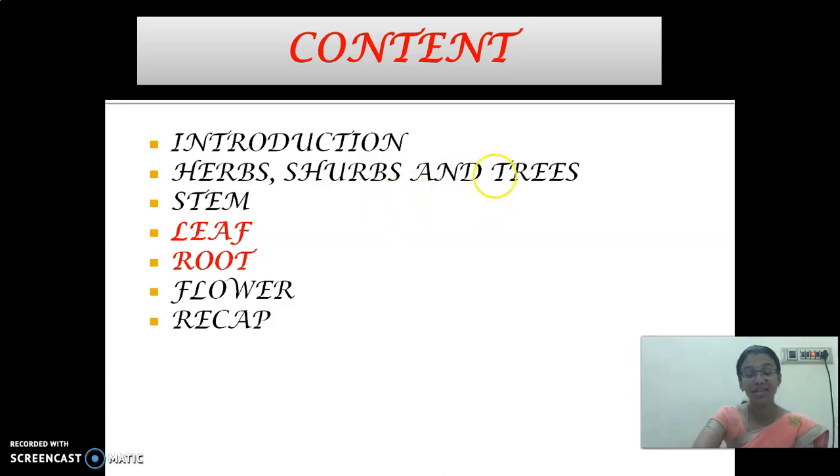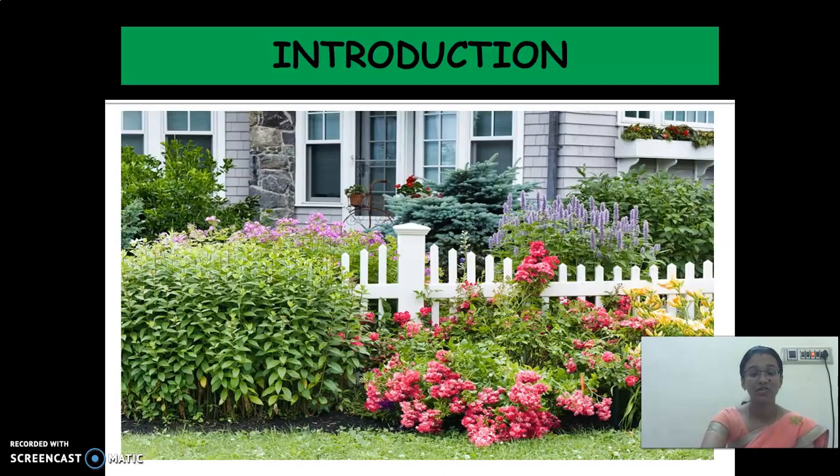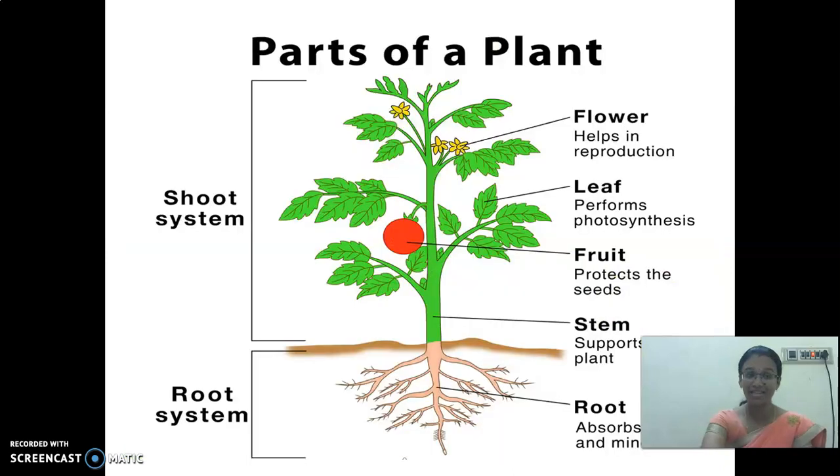Next, in the last class we had seen about leaf, and today we are going to continue that. And in addition to that, we are going to see about roots. Then in the next class, we will be seeing about flower, and then we will have a recap with some questions. So this is the introduction about plants and parts of plant. So we have shoot system and root system. Stem we had completed. Leaf we had seen. In the next class, we will be seeing root and flowers.